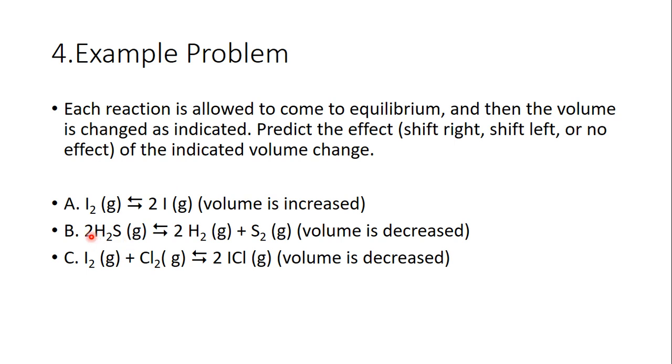For B, 2 moles of gas versus 3 moles of gas. We decrease the volume, which means we increase pressure. We want to fight against that increase in pressure, so we shift to the side with fewer gas molecules. That's the left. And for C, 1 mole plus 1 mole, and 2 moles and 2 moles, volume is decreased. Nothing happens, no change, because the number of gas molecules on the products and reactants side is the same. So by changing volume, you don't change the position of this reaction.